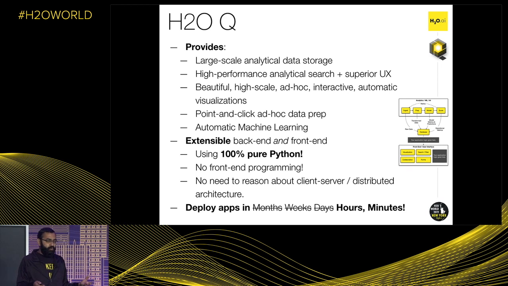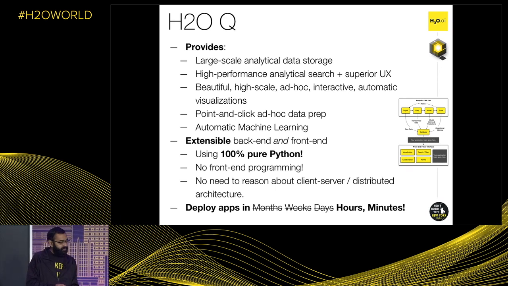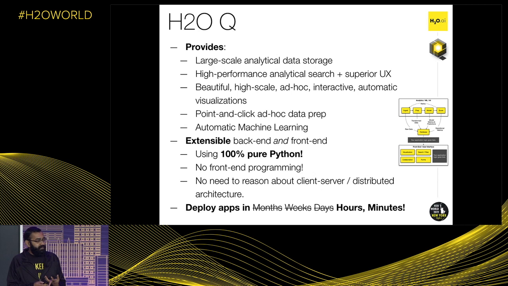So what is Q? Q provides 5 things for building analytical applications. It provides a large-scale analytical data storage. It provides high-performance analytical search with a superior UX.